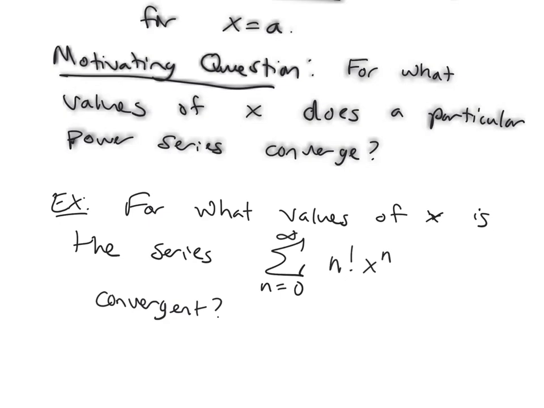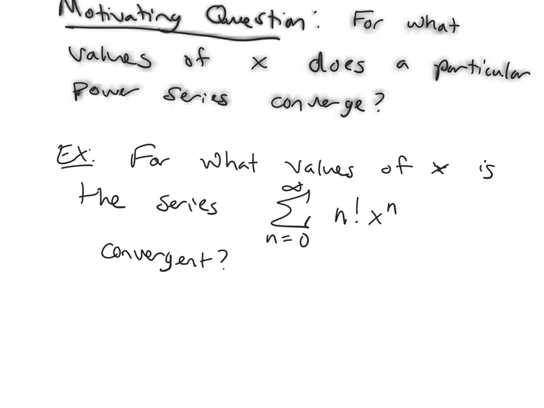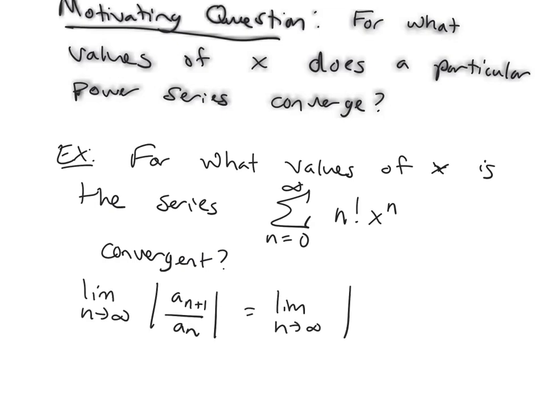I see a factorial in my series. Does that tell you which test to use? Ratio test. Anytime we see a factorial, use the ratio test. Okay, so let's do that. When we compute using the ratio test, it's a_{n+1} over a_n: (n plus 1) factorial x to the n plus 1 over n factorial x to the n.